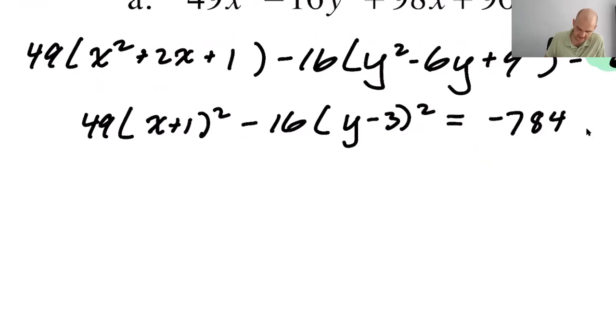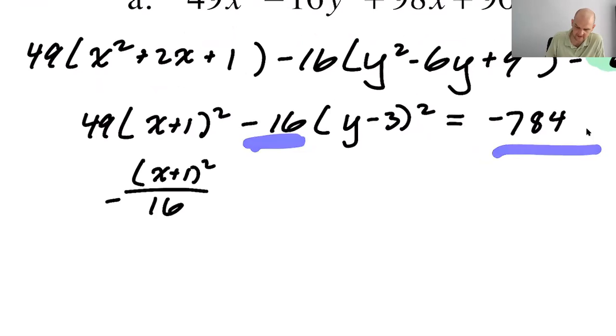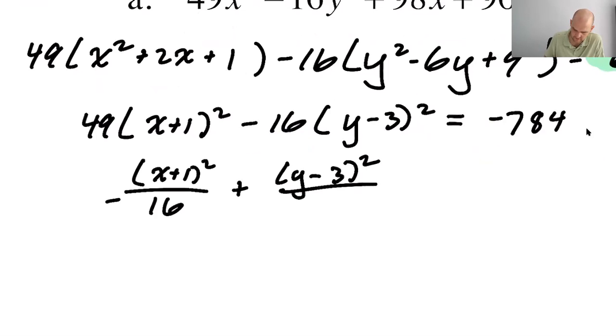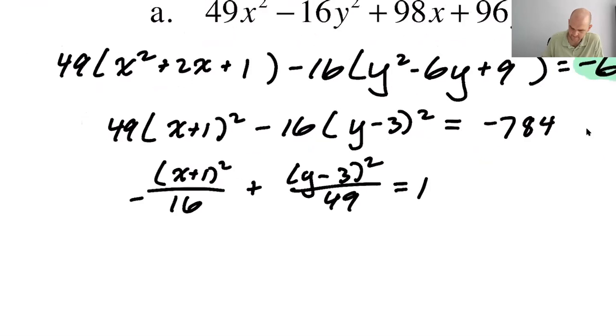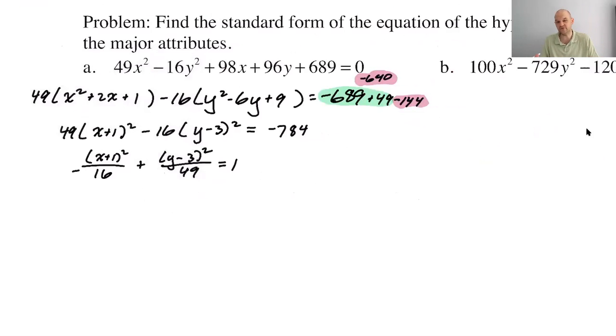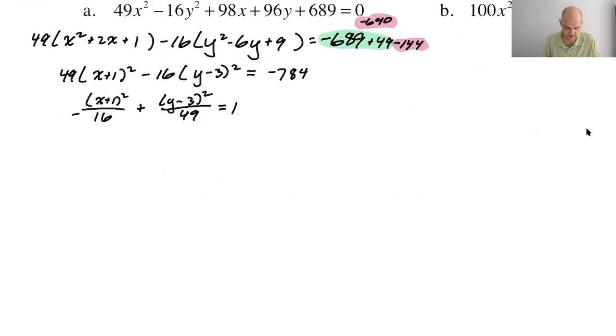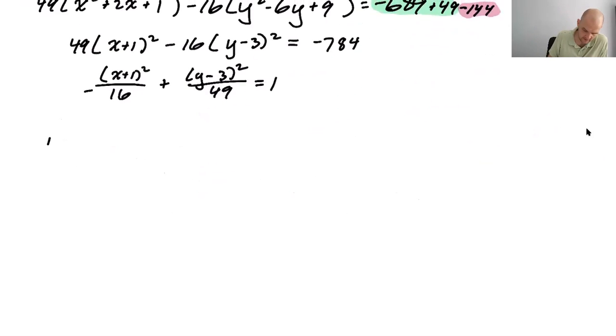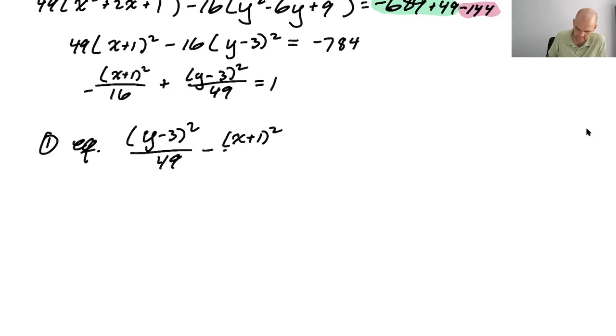So what's going to happen is this is going to become x plus 1 squared over negative 16. And then I'm dividing by a negative, so negative over negative is going to become positive y minus 3 squared over 49 equals 1. So that's not really standard form. Standard form, I have to flip them so that the positive goes first. So our equation is going to be y minus 3 squared over 49 minus x plus 1 squared over 16.